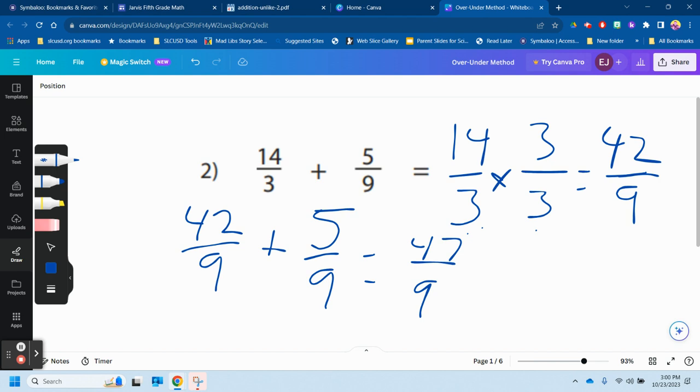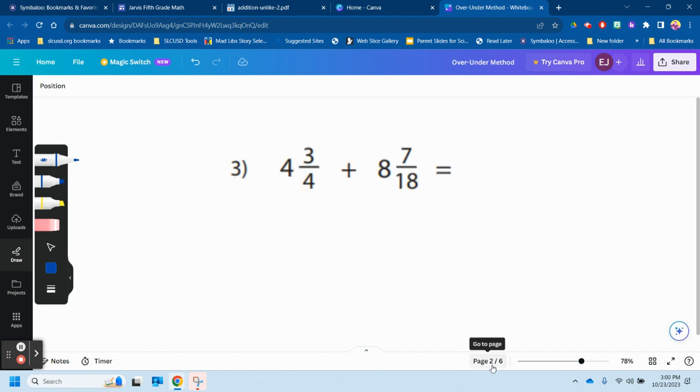So if I divide 47 by 9, how many wholes am I going to get? I'm going to get 5. 5 times 9 is 45, and I'll have 2 left over. So you can write this as 5 and 2 ninths. You don't have to yet. Eventually, I'm going to want you to write all the fractions in their simplest terms. So that was number 2. Let's take a look at one more.